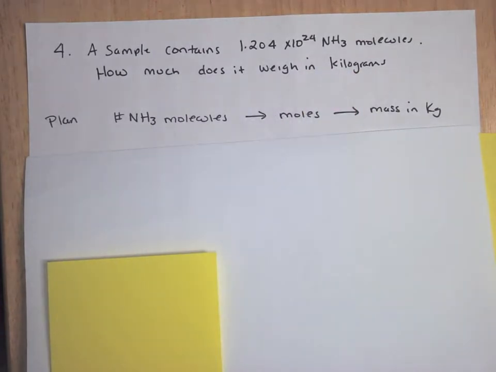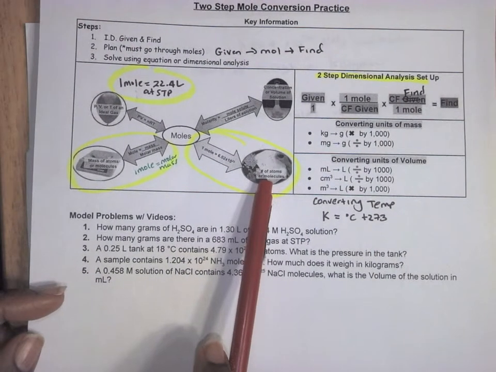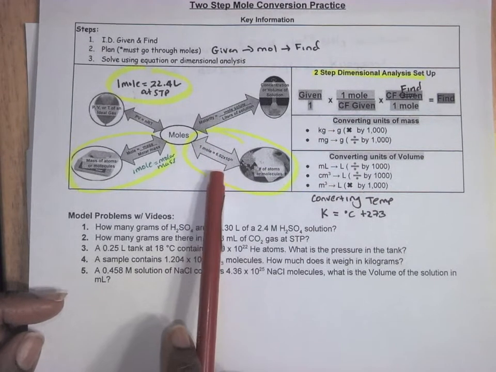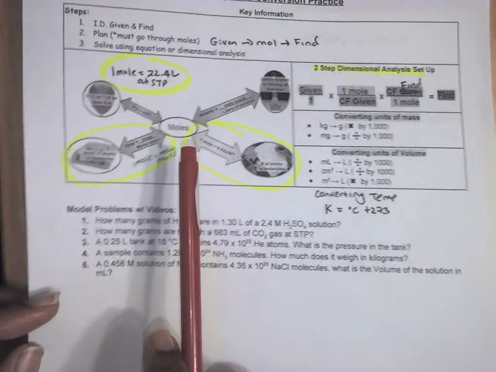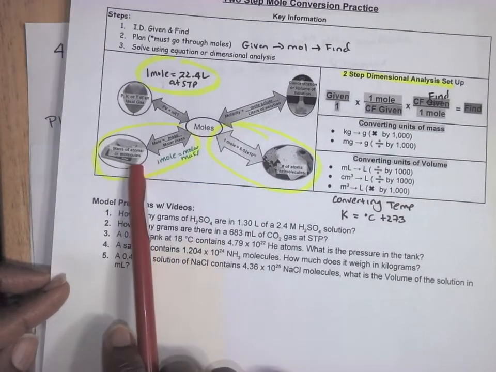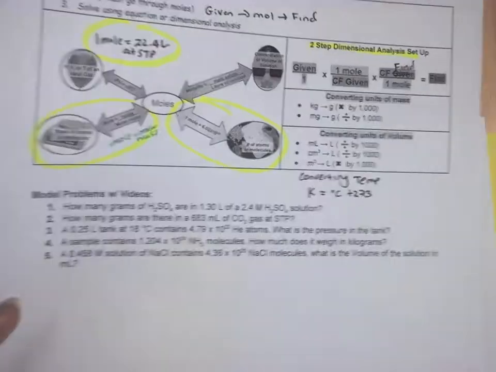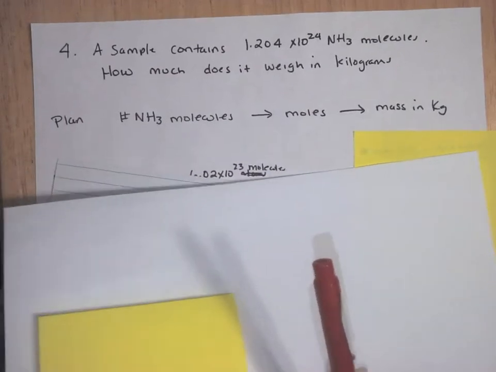Well, my plan is simple. I am going to start from here, number of molecules, go to the moles using 1 mole is equal to 6.02 times 10 to the 23. Then once I have the moles, I'm going to go from moles to my mass using moles equals mass over molar mass. All right, so let's go ahead and get started in looking at our work here.